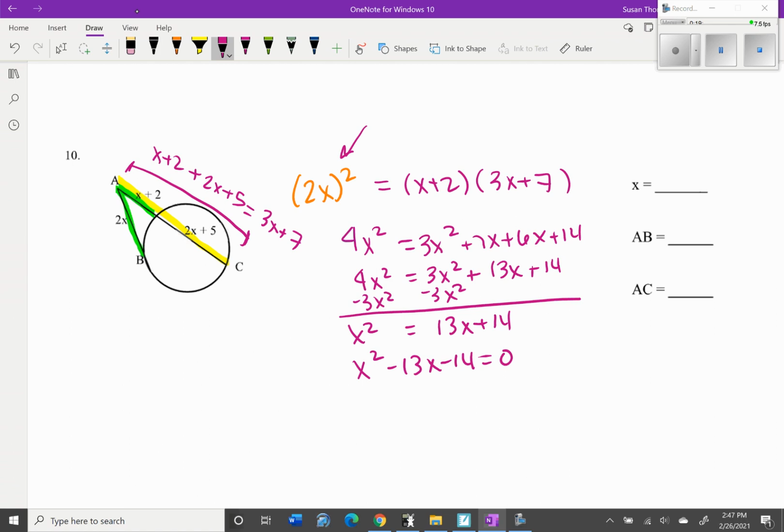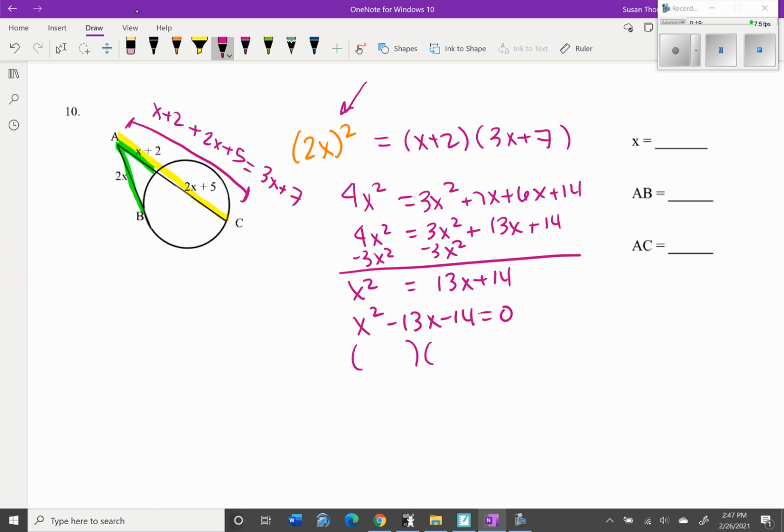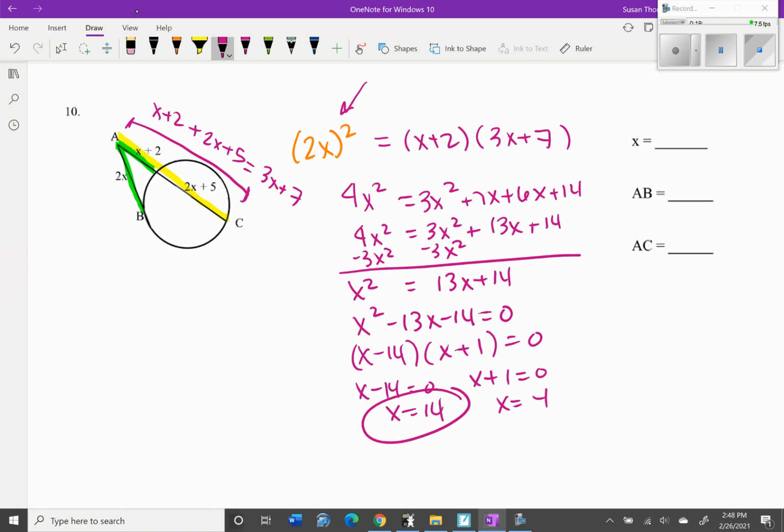So for this, because it's a quadratic equation, I can either factor to solve or use the quadratic formula. Factoring is normally faster. So I'm going to go ahead and find factors of 14 that add up to negative 13, which would be x minus 14 times x plus 1. Set your factors equal to 0 to solve. So we know we can't use the negative answer, so that means x equals 14.